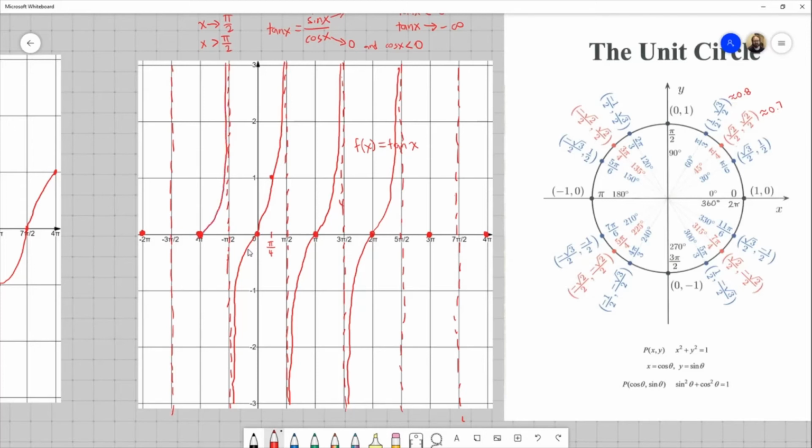Now, one period of the graph of the tangent kind of looks like a cubic. If you remember drawing the graph of y equals x cubed, you got that cubic shape. It's not exactly that, but it's close enough to where it's okay for you to think of each period of the graph of tangent as having a cubic shape.